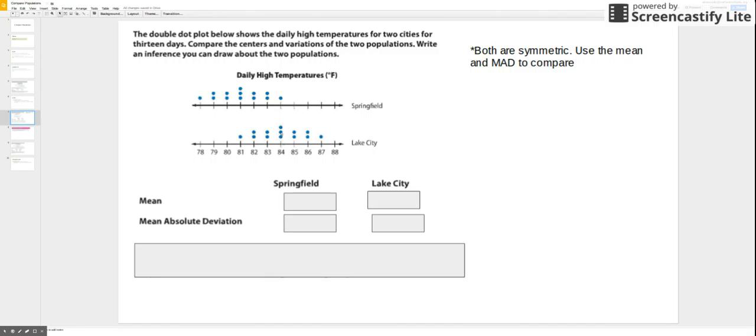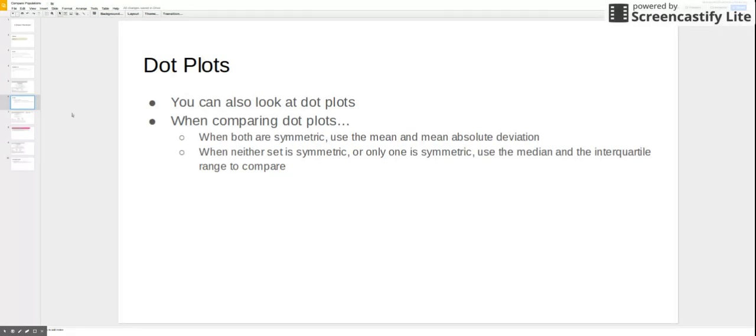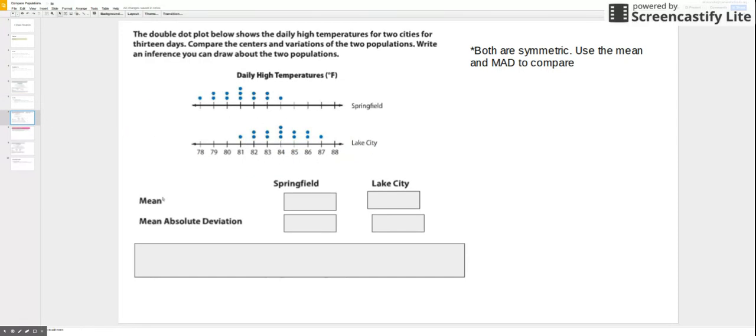Same thing with this. If you were to fold this dot plot along this line right here, all the dots would go one on top of the other. So following our rules, when both are symmetric, you use the mean and the mean absolute deviation. Both are symmetric, so we're using the mean and the mean absolute deviation.